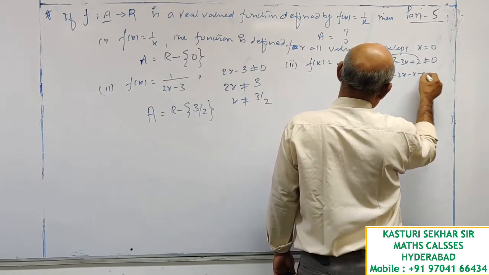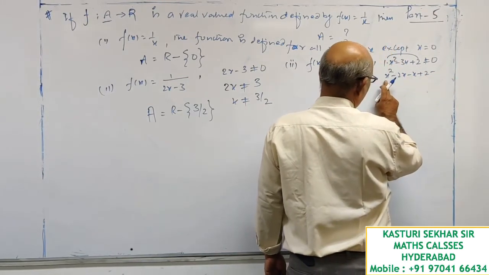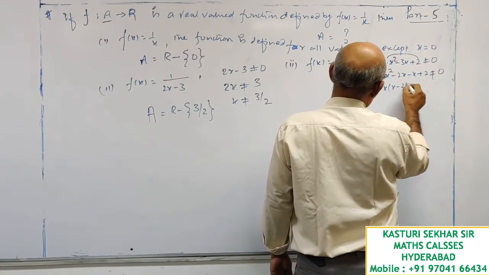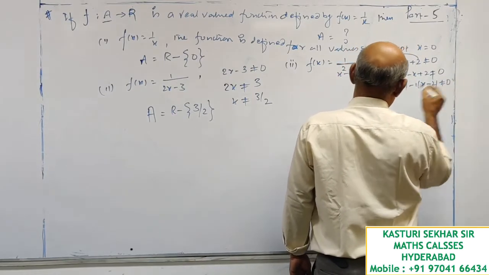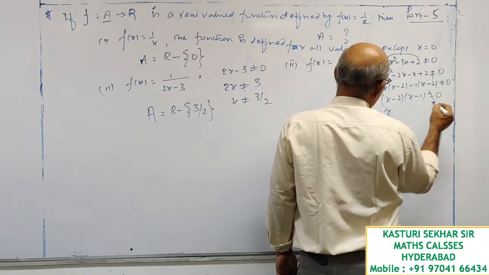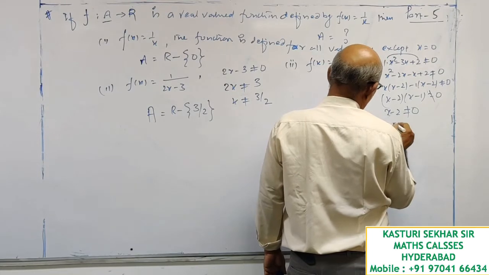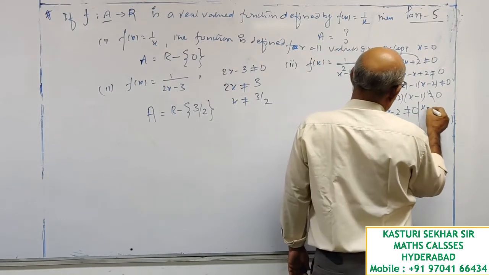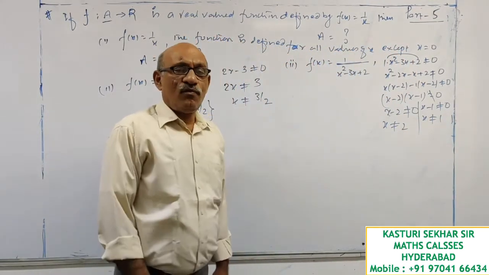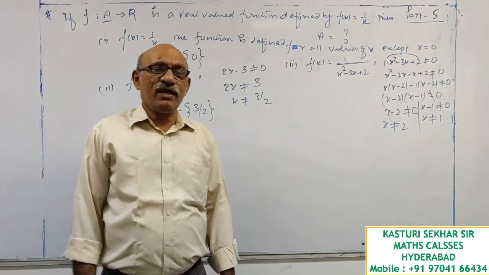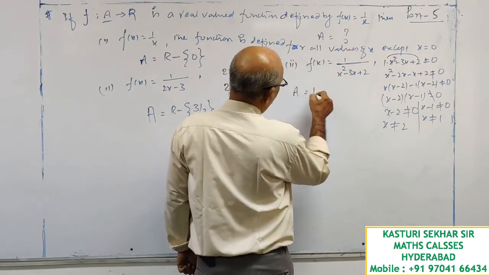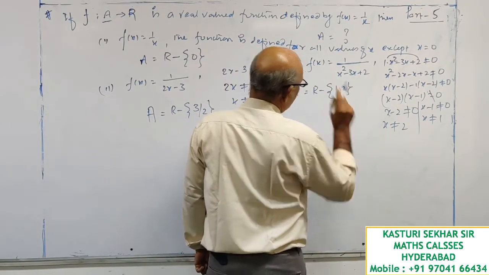Two ones are 2. x square minus 2x minus x plus 2 is not equal to 0. x minus 2 not equal to 0, x is not equal to 2. x minus 1 not equal to 0, x is not equal to 1. So what values can I give as input to the variable x? We can give any value except 1, 2. Therefore, A is equal to R minus {1, 2}.